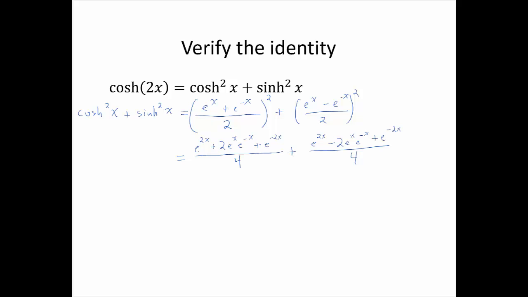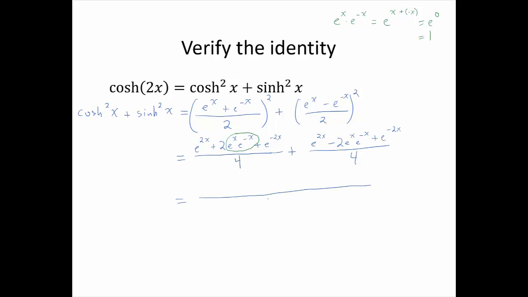Now I can write this as one big fraction. And we might say, well, can we simplify any of this? In particular, what's this e to the x times e to the negative x? Well, if you remember your rules for exponents, e to the x times e to the negative x would be e to the x plus negative x, and so that would be e to the 0, which is 1. So I can simplify this a little bit along the way.